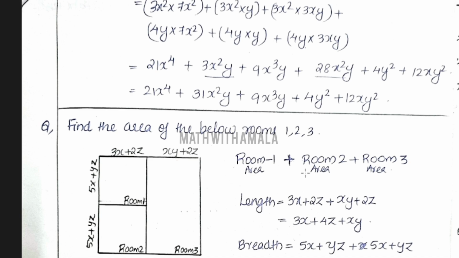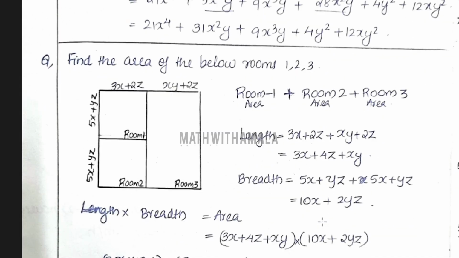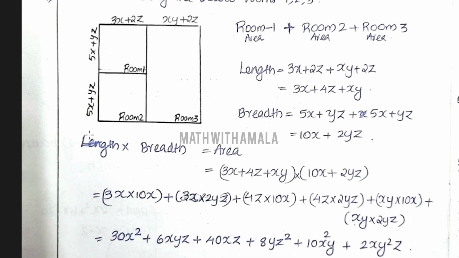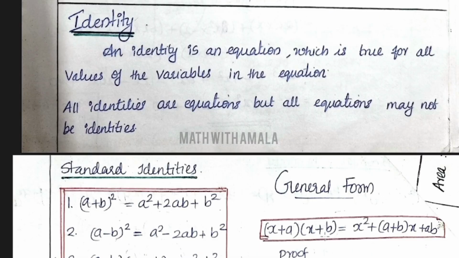The last one, find the area of the below rooms 1, 2, 3. Here we are applying what we have studied so far. We are applying it for room 1, room 2 and room 3. The areas are calculated after calculating the area of each one and adding them. Length into breadth is used for calculating the area, then they are added.